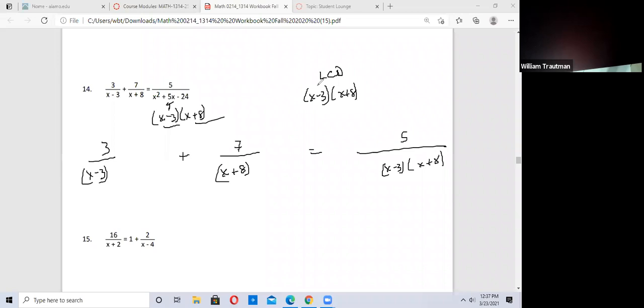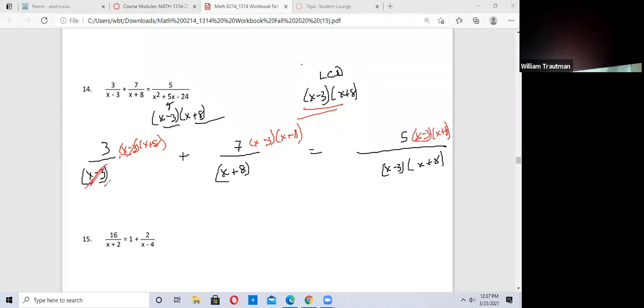So you have to multiply each of these fractions by the LCD. I'm going to multiply this by x minus 3, x plus 8. I'm going to multiply this by x minus 3, x plus 8. Multiply this by x minus 3, x plus 8. If anybody remembers us doing this? It was true. Then you cancel anything you can.